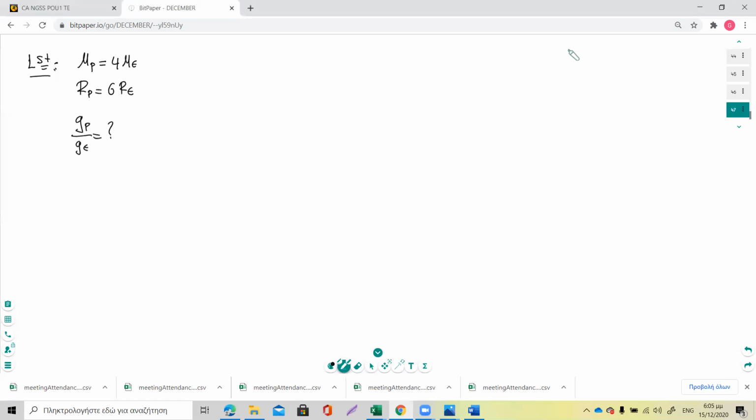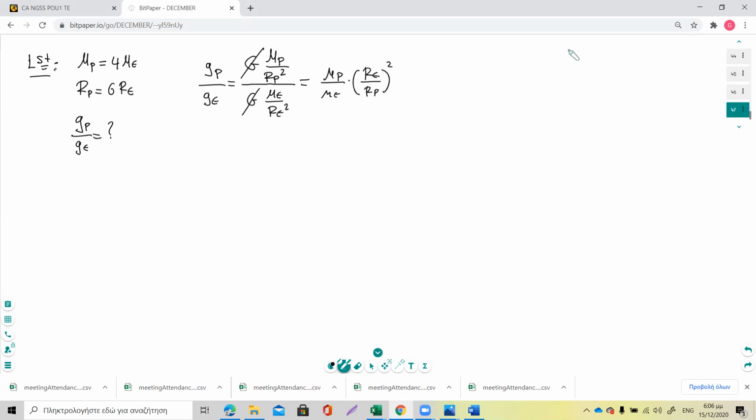Otherwise, we can also apply the same method, but we need to know the altitude, the height measured from the surface of the planet, in order to apply the same formula. Let's go. So g of the planet over g of the Earth would be G, the gravitational constant, times the mass of the planet over the squared radius, and the same for the Earth. The constant is cancelled, and we have the ratio of the masses multiplied by the inverse squared ratio.